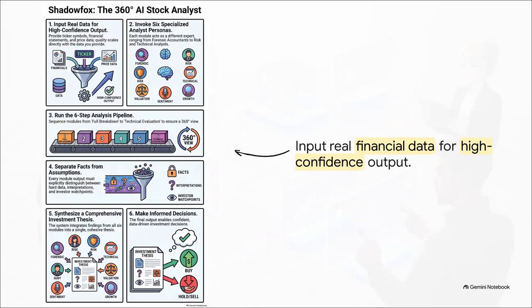Step 1 of the whole system is inputting real data into the funnel. You feed in the ticker symbol, recent financial statements, and price data. And notice how the AI's output quality correlates directly with the real-world financial data you feed it. It's a true garbage-in, garbage-out mechanism that you, the operator, control. If you give it high-quality data, you get a high-confidence output. But if you give it nothing but a ticker symbol, you're going to get generic results.